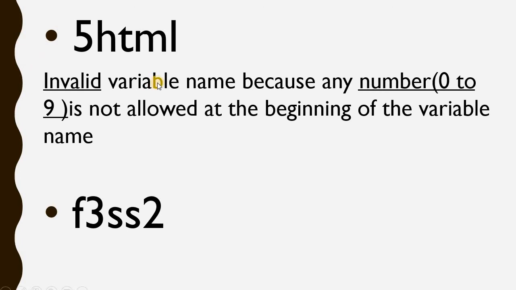Then 5HTML. Give it a try. It is invalid variable name because numbers from 0 to 9 are not allowed at the beginning of the variable name. We can write alphabets or underscore at the first position of the variable name, but we cannot write any number over here. So this is invalid variable name. Next, I have a variable name F3SS2. Is it valid or invalid? Yeah, it is a valid variable name.